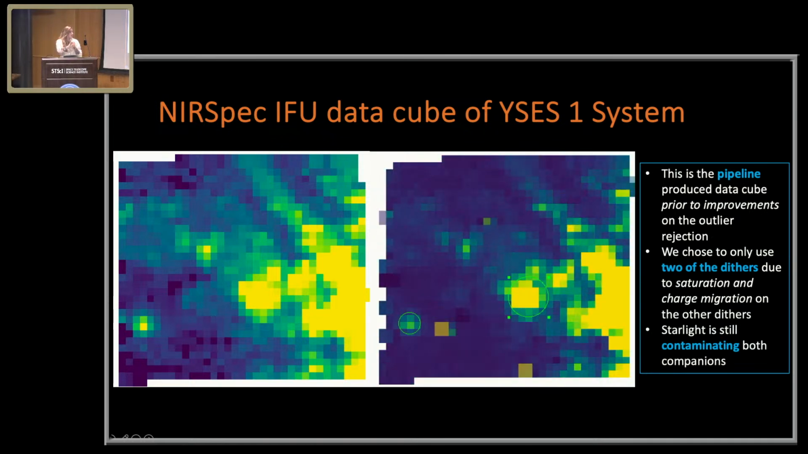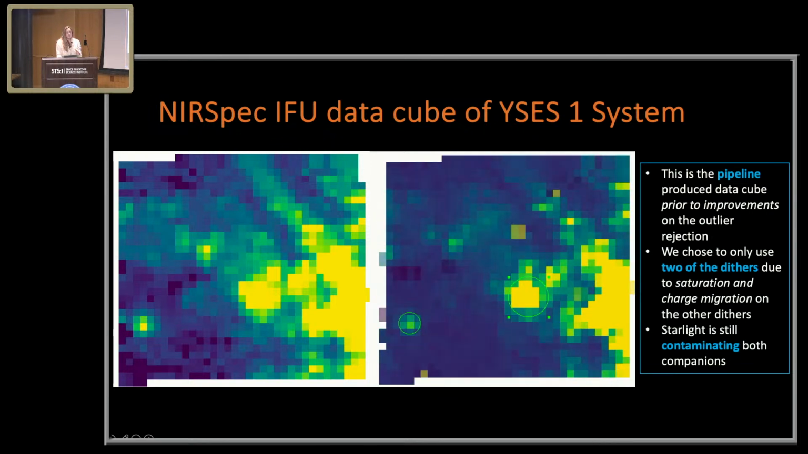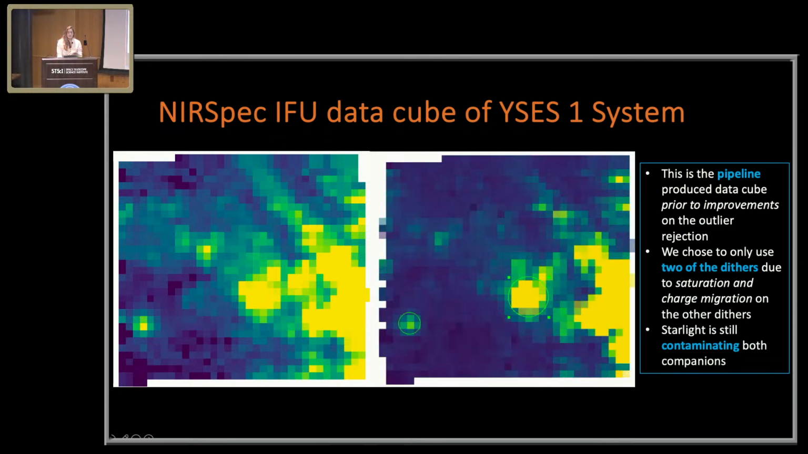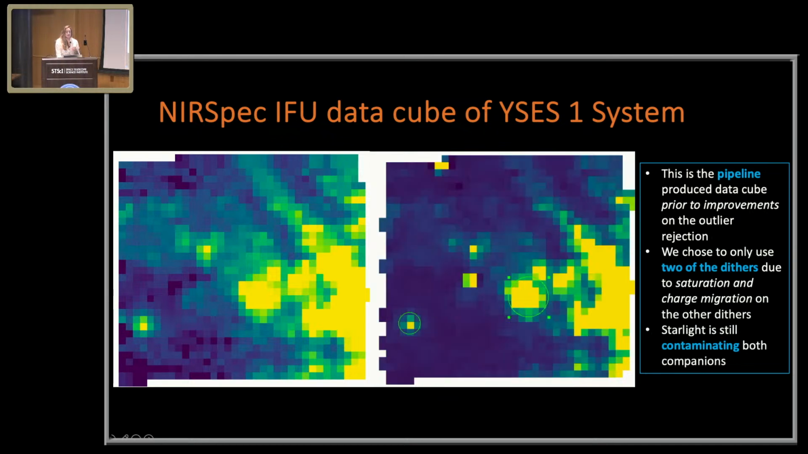And we're moving through the wavelength axis because this is our IFU data cube here. This is before the outlier rejection was improved in the NIRSpec IFU pipeline, but this is our combined data cube with the two dithers of our two companions. So the starlight is clearly contaminating both companions, B significantly more. In order to get the spectra from the two companions, we need to remove some of the starlight.